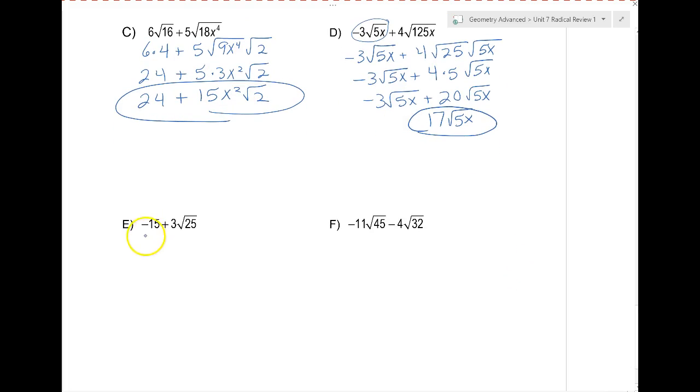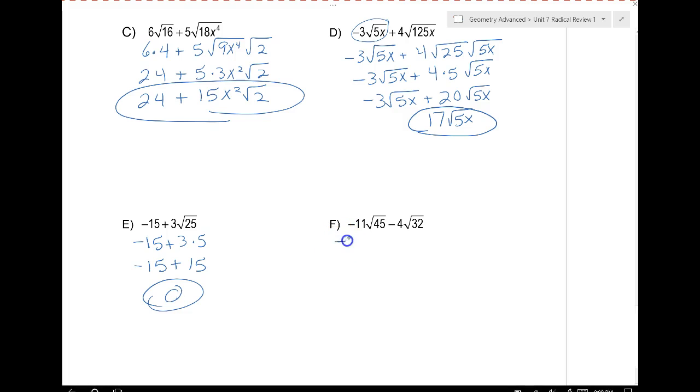Last but not least, here I get a negative 15 plus, oh, what's 3 times the square root of 25? Oh, that's 3 times 5. That gives me a positive 15. 0. Woot woot. Got that one down right, guys? All right, now on all these, I would say go back, push pause, try them on your own, see if you can come up with the same answer, even if you're struggling with this. But let's simplify these together.